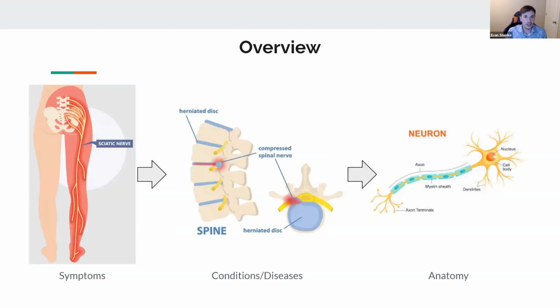So I wanted to talk today about nerve pain and frame it in a way of patient symptoms, right? I think the first time people really think about nerve pain is because they've experienced it. So we're going to start with what are the symptoms that you might be experiencing, and then we're going to go into what condition, what disease might be causing those symptoms. And then from there, we're going to go into the how of it. How does that condition cause my symptoms? What's basically the underlying anatomy? What's going on there?